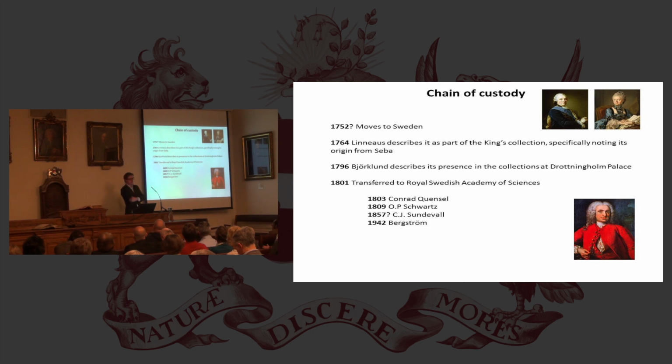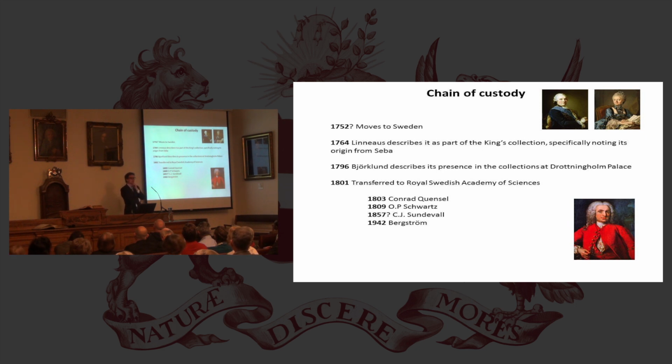We know that about 1752 they get their hands on it. The auction was 1752. We don't know exactly when they got it, but it must have been shortly after. Linnaeus actually then describes this particular specimen as part of a description about the Swedish king's collection, and he actually says in it, this came from Seba. A bit later, Björklund describes it when the collection is moved from the original location to the Drottningholm Palace.